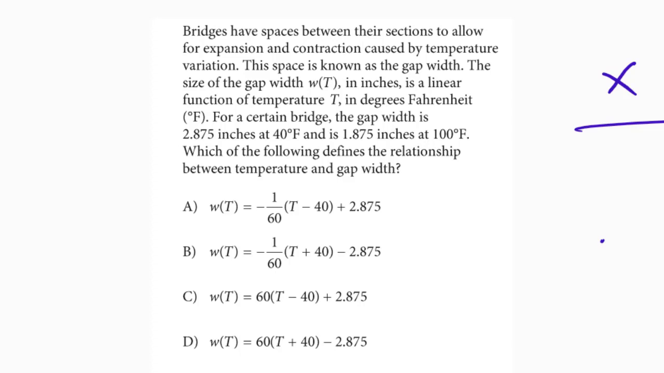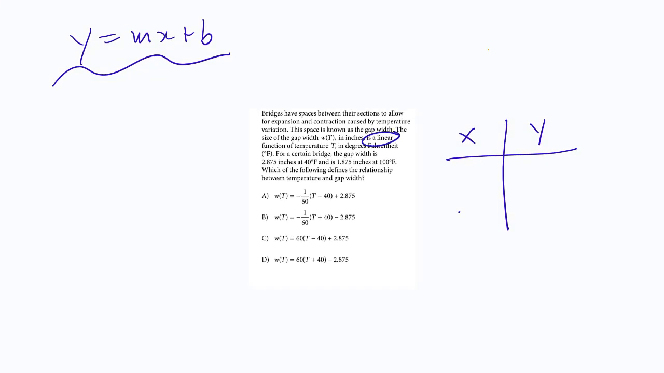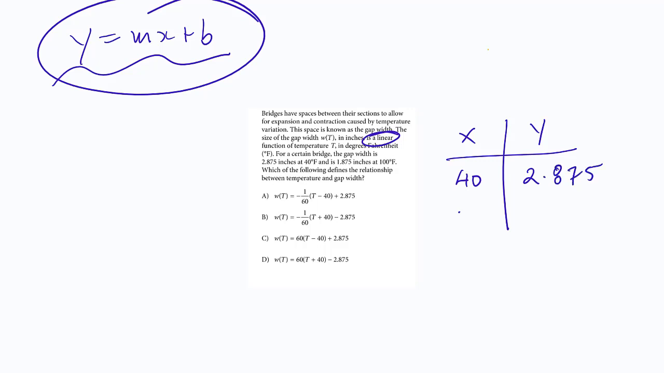Now, look at this carefully. We need to find our x's and our y's. Since it's told us that it's a linear function, we know that it's going to be in the format of y equal mx plus b. Now, the temperature obviously is affecting the inches. So the first temperature that we have here is 40, and that coincides with 2.875 inches. The next temperature there is 100, and that coincides with 1.875 inches.